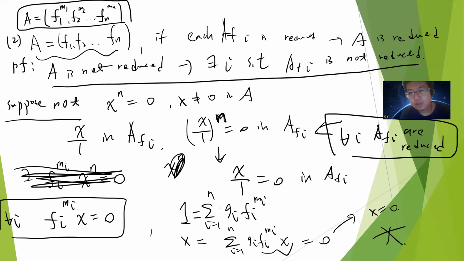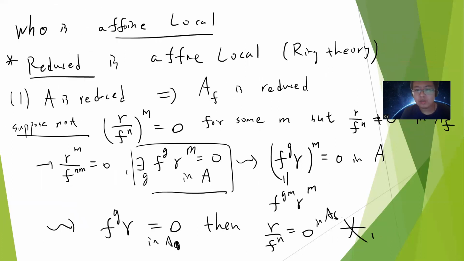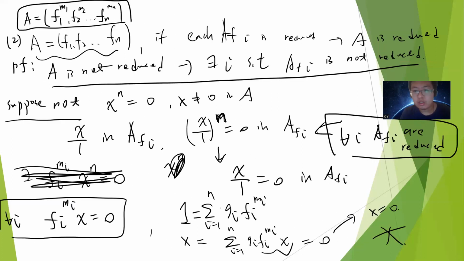Okay, so this is just a very simple proof that gives you one example that reduced is exactly affine local, so you can apply the affine communication theorem on reduced.